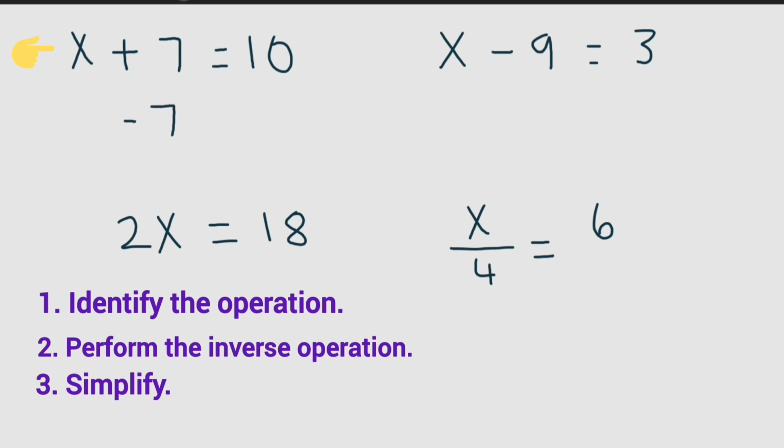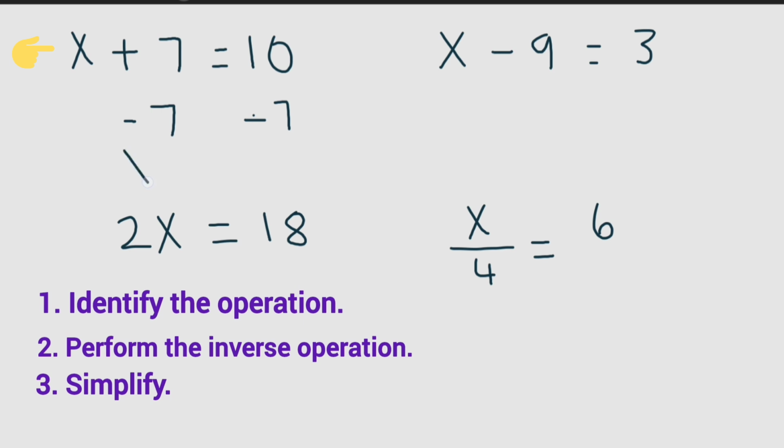Now remember that whatever you do to one side of the equation, you do the same to the other side of the equation in order to keep the equation balanced. So since we subtracted 7 from the left-hand side of the equation, we're going to do the same on the right-hand side of the equation. And the final step is to simplify it now. So let's go ahead and simplify the equation.